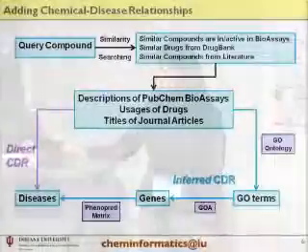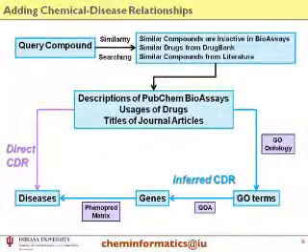So first we do a similarity search to find similar compounds which are active or inactive in the PubChem bioassays, and to find similar drugs from DrugBank and similar compounds from the literature. Then we can get some text information like descriptions of PubChem bioassays, usage of drugs, and titles of journal articles. Then based on that, we can create two kinds of chemical disease relationships.